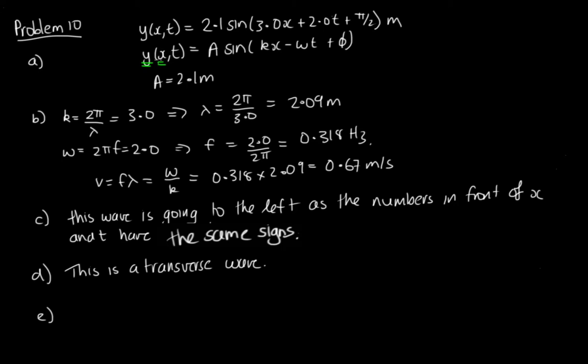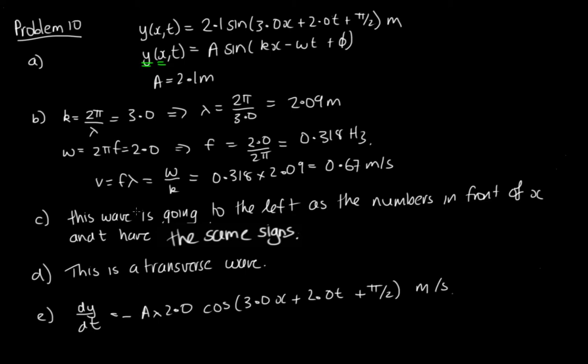And then part E asks us, what is the maximum speed of the medium as the wave passes? Okay, so now we need to work out the speed of the medium. So the speed of the medium is the derivative dy dt. So we will need to differentiate in this case. So when we differentiate a sine function, we get a minus cos function. So we've still got the A out the front, minus A, and then we've got the omega, which in this case is the 2, so times 2 times cos of 3x plus 2t plus pi on 2, and that'll be in meters per second.